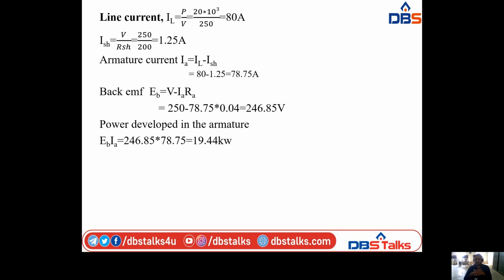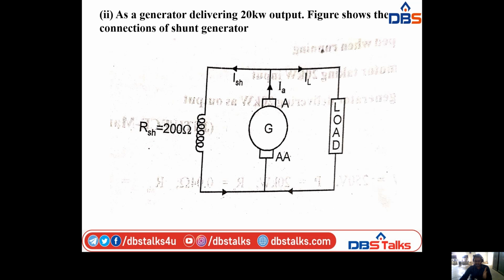Here the formula for the power developed in the armature is EB into IA. We calculated both the back EMF and the armature current previously, so substitute those two values here. The back EMF is 246.85 volts into the armature current 78.75 amperes. Finally we have 19.44 kilowatts, or 19440 watts. So this is the solution for problem number 7, first case. Up to now we have discussed it.